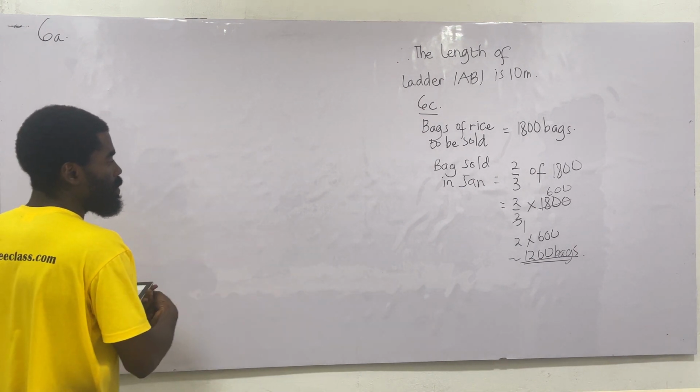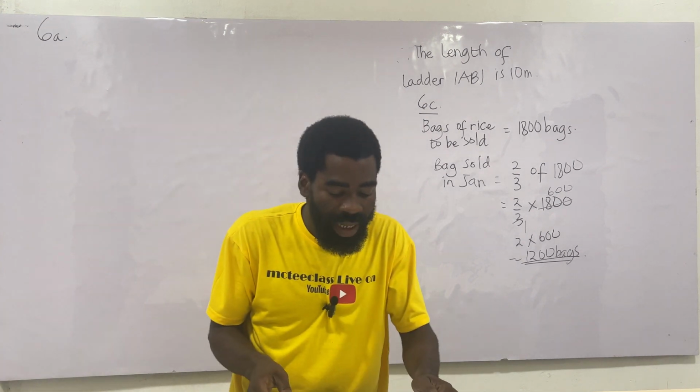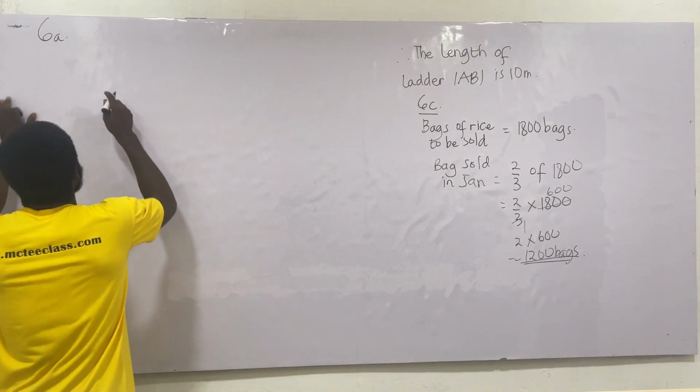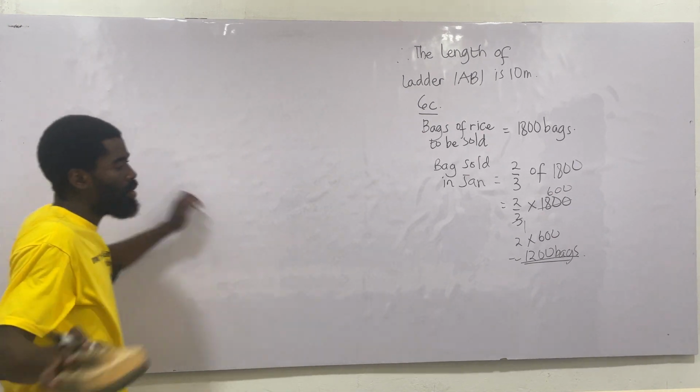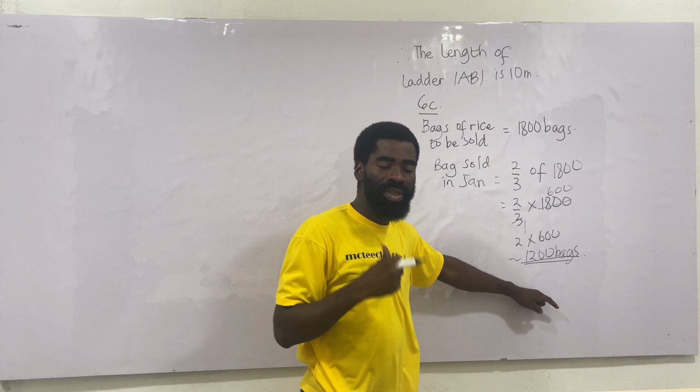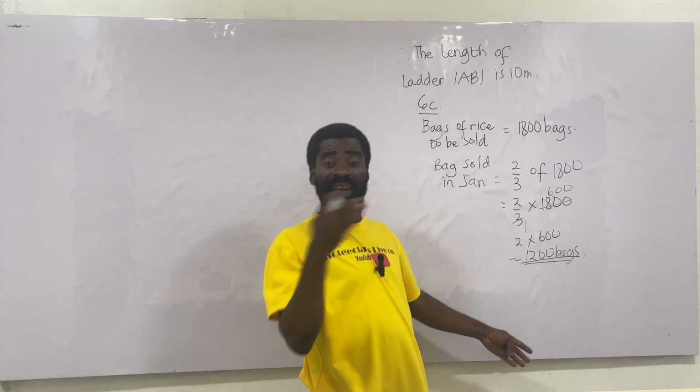So these are the bags sold in January. So the moment you do that for January, go and find the bags left. So, bags of rice left. Don't wait for the question to tell you. It's part of the principle. Anytime you find something sold, go and find what is left. You find the bags sold, what is left? What fraction is left? So you do that.